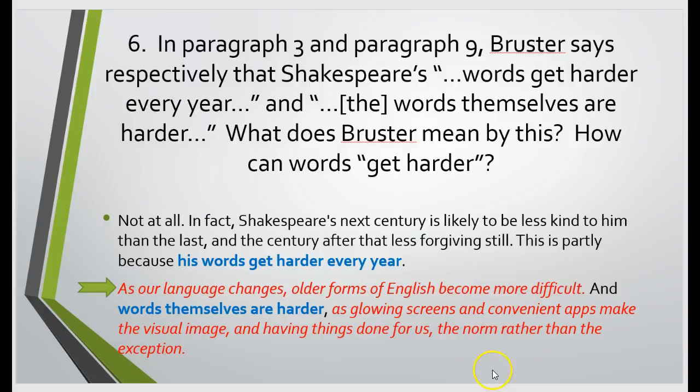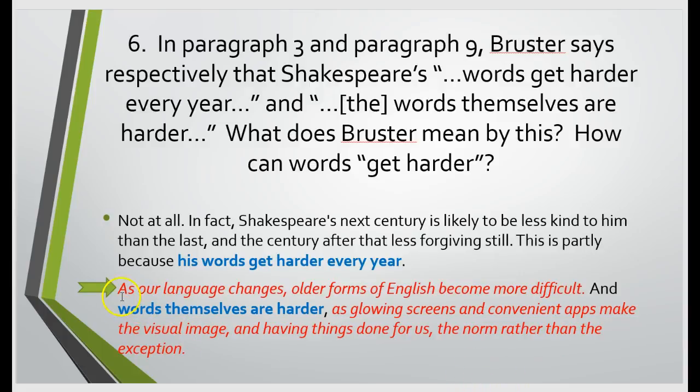Okay, question 6 says, take a look back at paragraph 3 and paragraph 9, and what is it that Brewster means when he says words get harder every year, or that the words somehow get harder? How's that even possible for words to get harder? And so we can point directly to the text for our answer here.